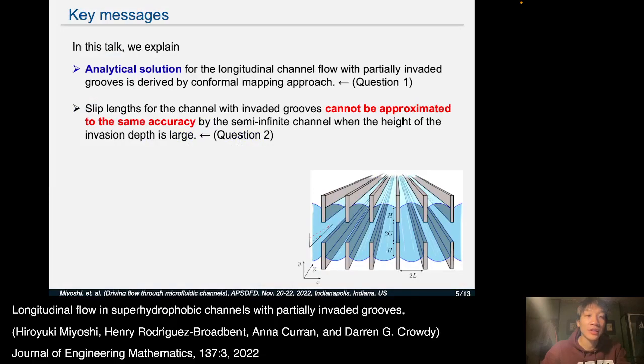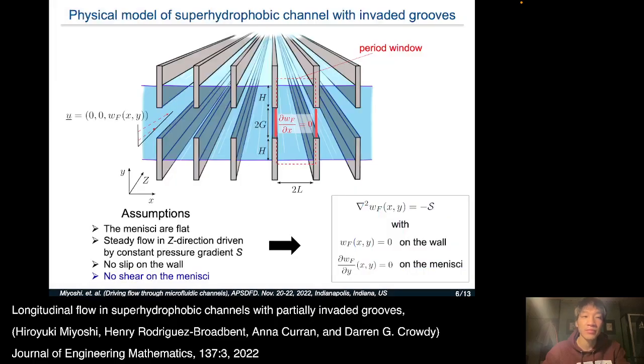I will show that these are the key messages of the talk. In this talk, we explain that the analytical solution for the longitudinal flow with partially embedded grooves is derived by a conformal mapping approach. And slip lengths for the channel with embedded grooves cannot be approximated to the same accuracy by the semi-infinite channel when the height of the invasion depth is large.